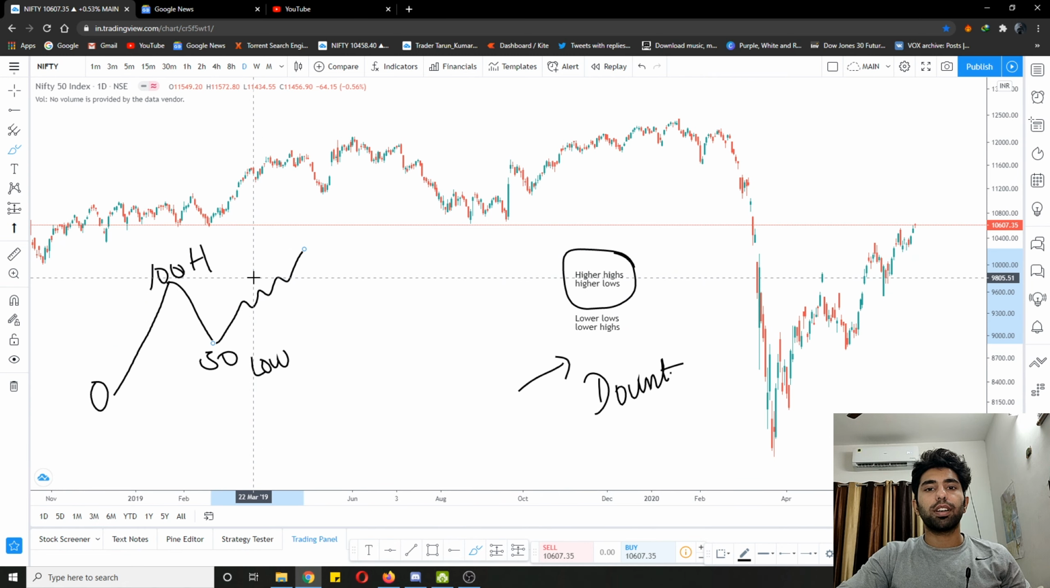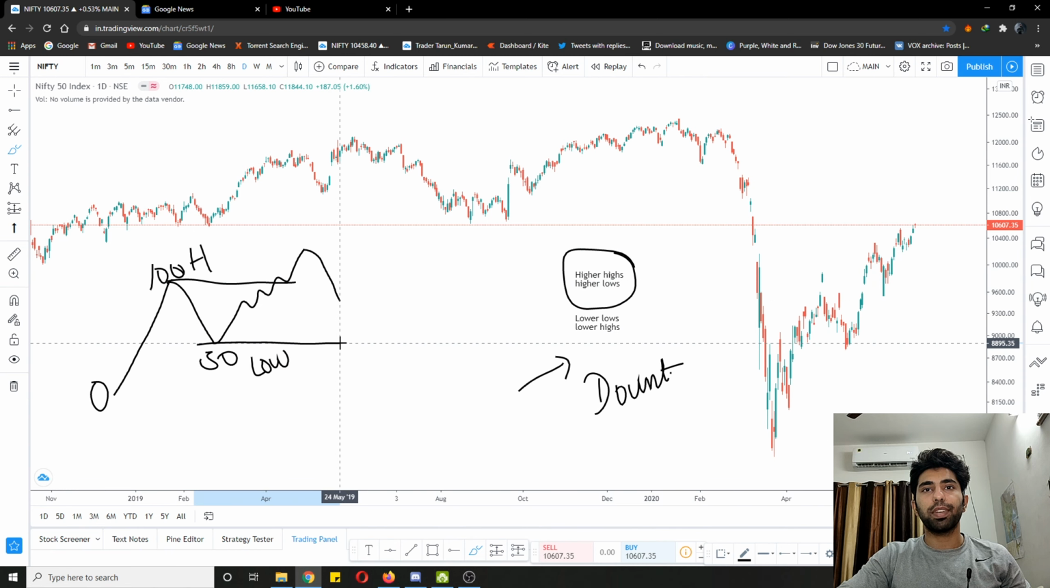If the uptrend has to continue, it should make a higher high. That means the previous high is rupees 100, so this time rupees 100 is the resistance, and the share should go above rupees 100. And when it comes for the correction, the correction should not go below the previous low. That means the new low should be higher than the previous low.